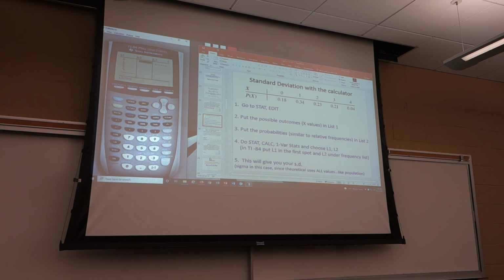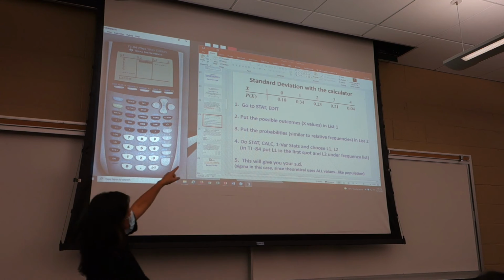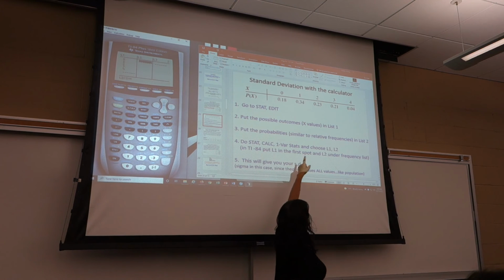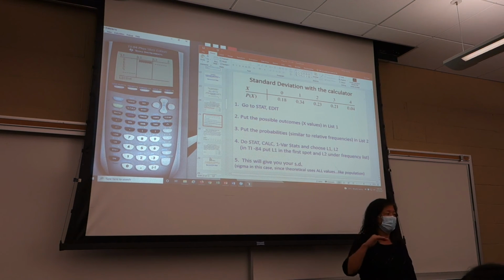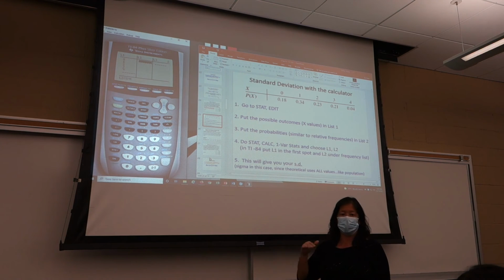Under list 2, so your X's need to go in list 1. Your probabilities need to go in list 2. So list 2, type in all your probabilities: 0.18, 0.34, 0.23. Make sure they line up with their X, because they're going to get multiplied across.